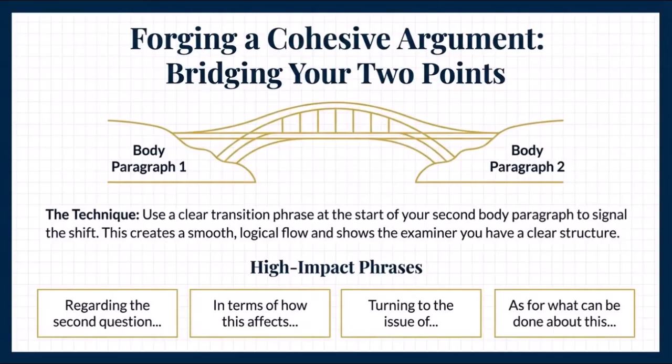Good transition phrases to use at the beginning of your second body paragraph include, regarding the second question, in terms of how this affects, turning to the issue of, as for what can be done about this, if the second question is about solutions, in relation to the impact on.